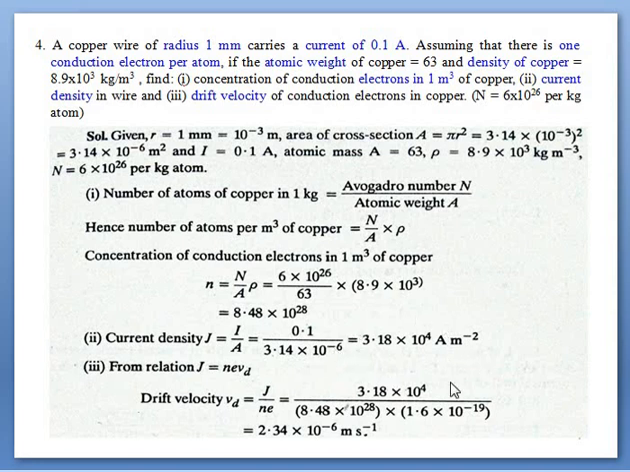We know that J is expressed by nevd, so vd equals J upon ne, and J has already been determined. J is substituted here, and e is the charge of an electron. Now after simplification we have the drift velocity equal to this one. So first of all we determine the concentration of atoms by following this condition. The concentration of electrons will also be equal to that. The current density is determined, and then after that, by following this one, the drift velocity is calculated.